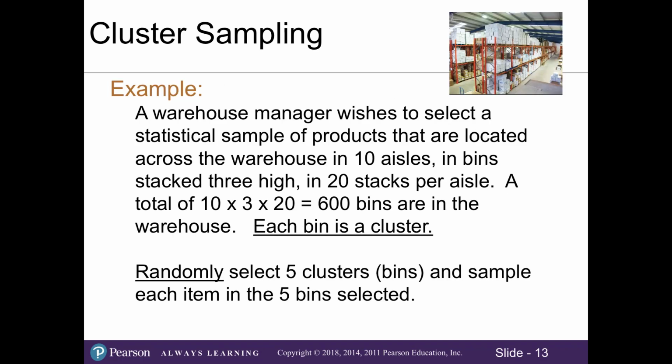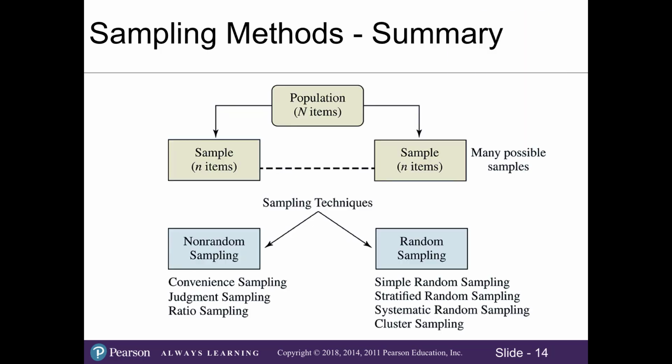The business example here is a warehouse manager wishes to select a statistical sample of products in the warehouse. There are 10 aisles, and there are bins stacked 3 high and 20 stacks per aisle. So that's a total of 600 bins in the warehouse. Each bin is a cluster. So we would go around, and this is again reflective of a geographic location of a bin. And so we randomly select 5 clusters or bins and sample each item in the 5 bins selected.